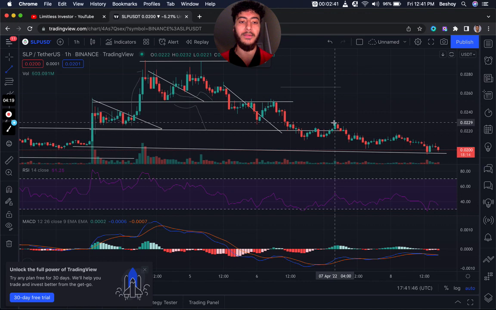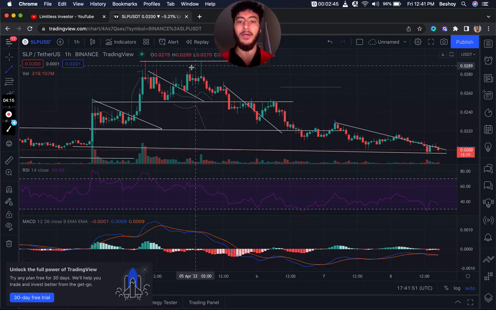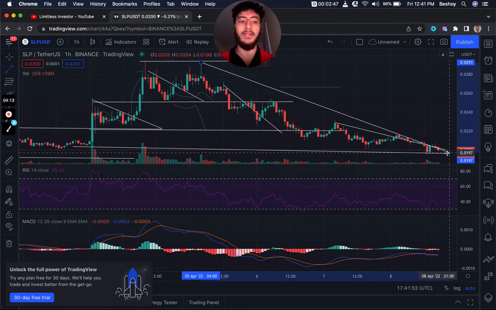We see that the price has been in a downtrend for quite some time. In the 1 hour here, we can see that we are in the downtrend, okay? So overall, the market is down as well. Bitcoin is down. It's in a sideways market as well. But SLP specifically is down 4% right now. 5% actually, and that's no worries, okay?